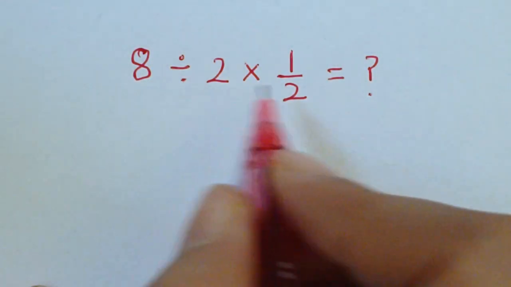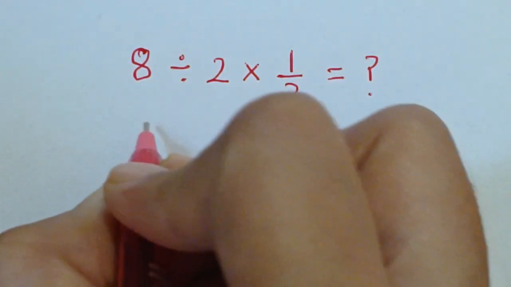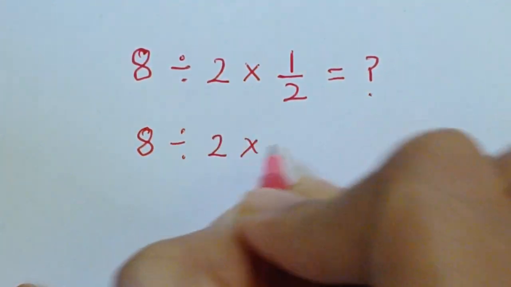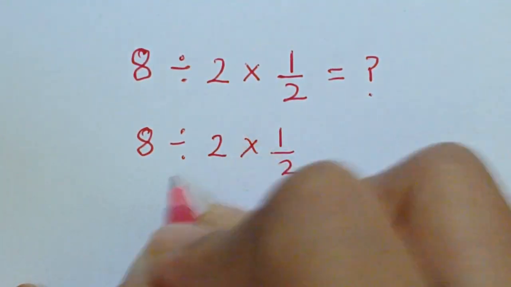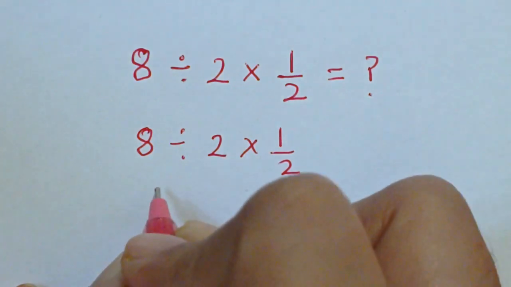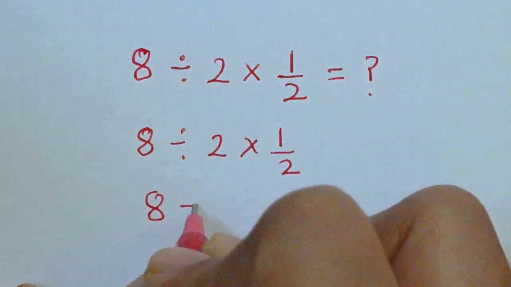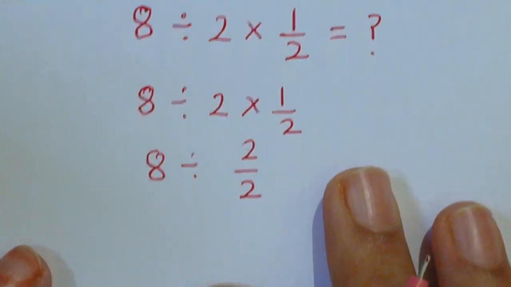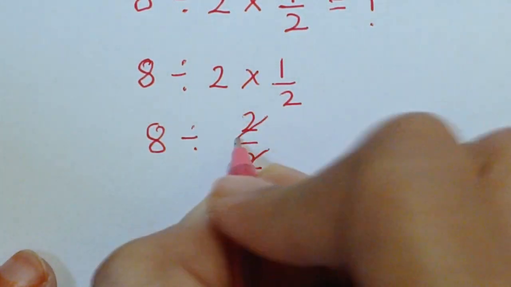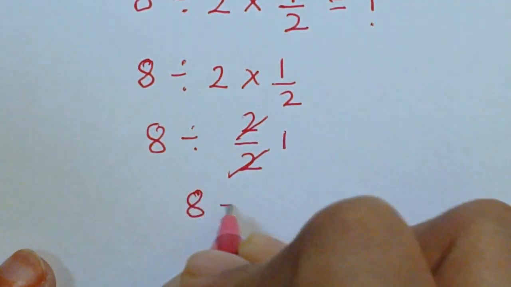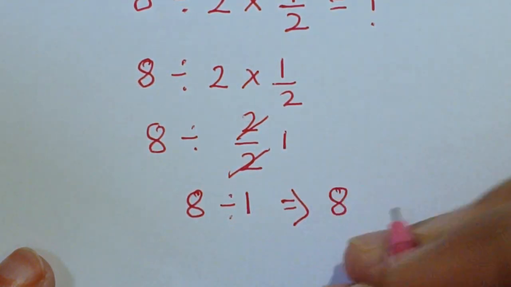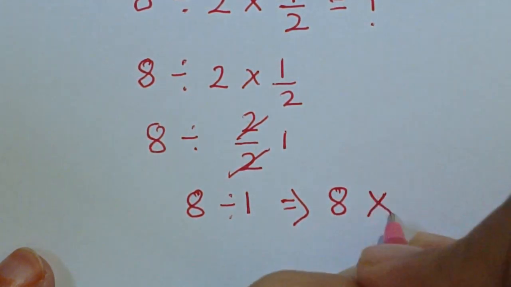8 divided by 2 times 1 by 2. So 8 divided by 2 times 1 by 2. So here, 8 divided by 2 by 2. Cancel this. So 8 divided by 1, which is 8. But this is the incorrect solution.